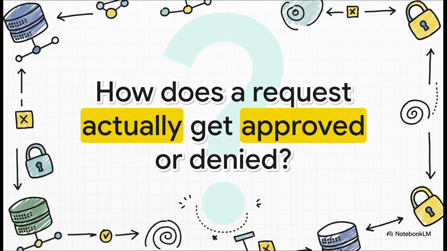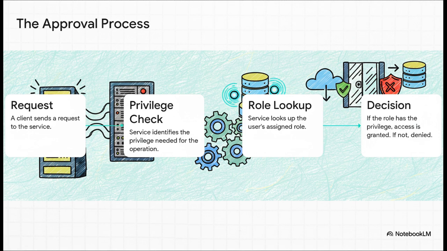Let's get practical. You send an API call, you're trying to reset a server. What is actually happening under the hood? What's the logical flow inside that Redfish service that decides if you're allowed to do that or not? It's this really clean 4-step dance.